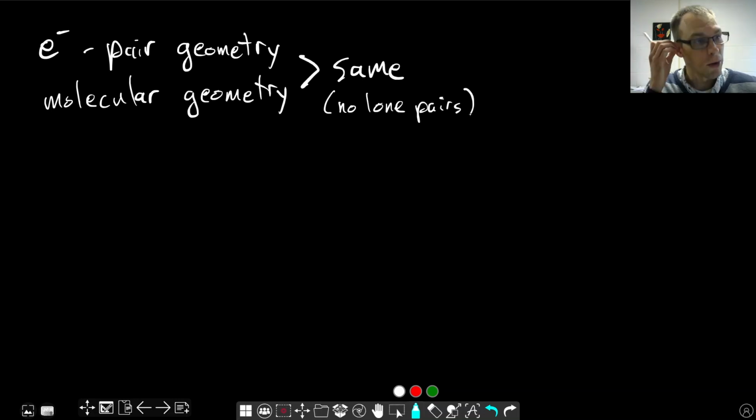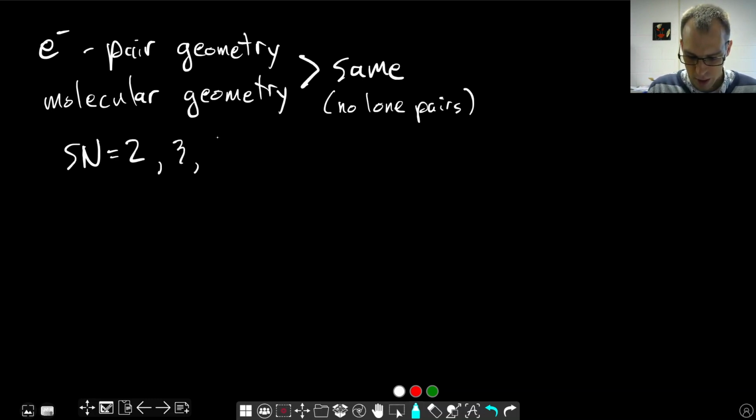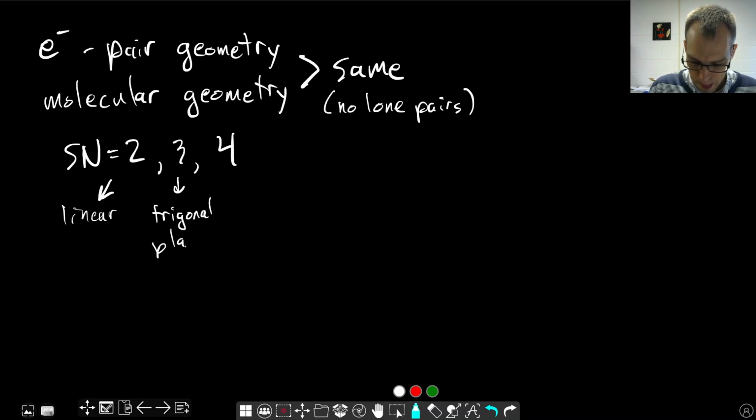We will get to the ones where we do have lone pairs, and these are going to be different, but that'll be in the next set of videos, not for today's videos for this class. Okay, so we've looked at steric numbers of 2, 3, and 4, and we saw that these were linear, trigonal planar, shaped like a triangle, as well as tetrahedral.